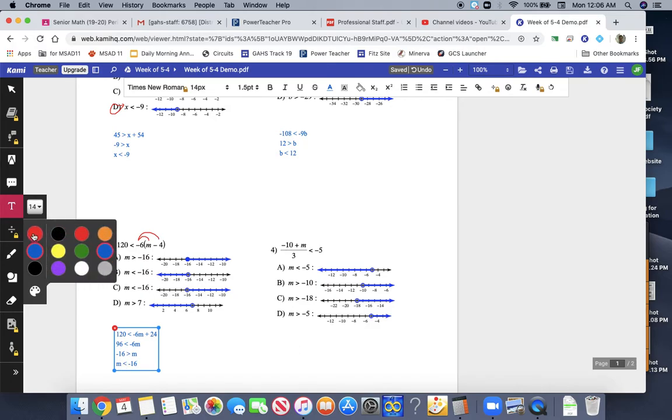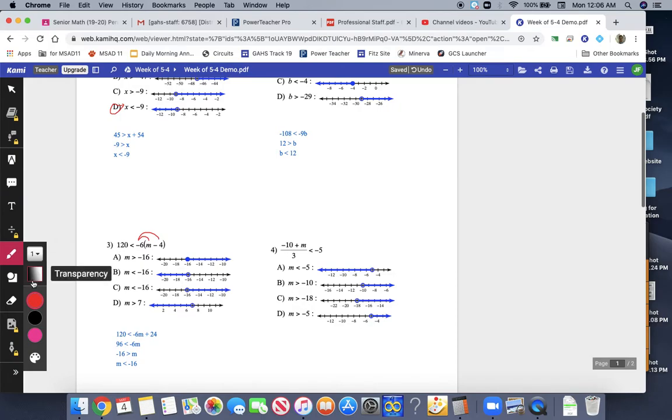It looks like B is going to be the answer here because both of them had the same algebra description, but the one that's actually pointing left is B. That's why I'm going to choose B to be my answer.